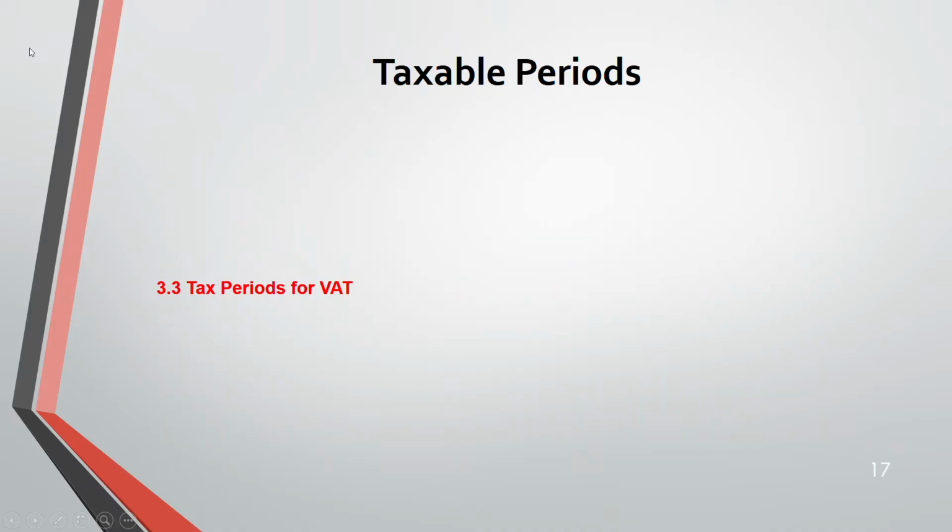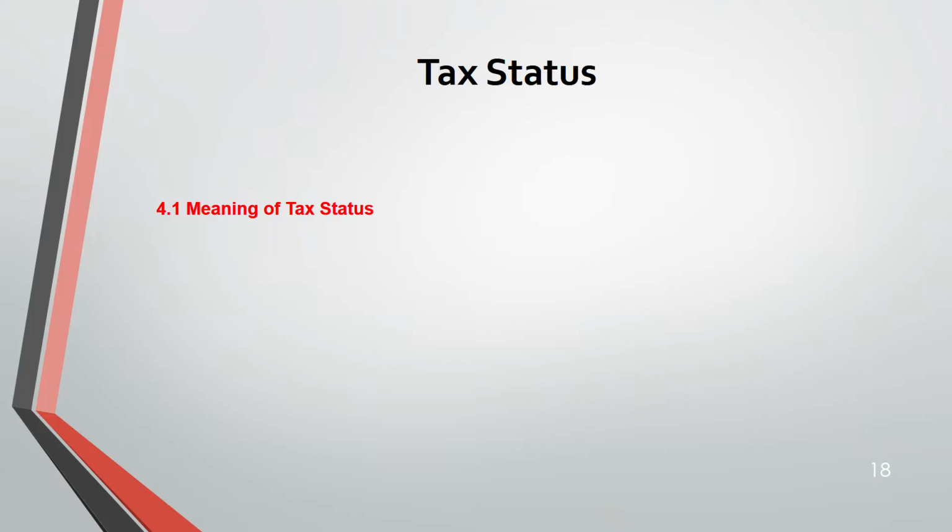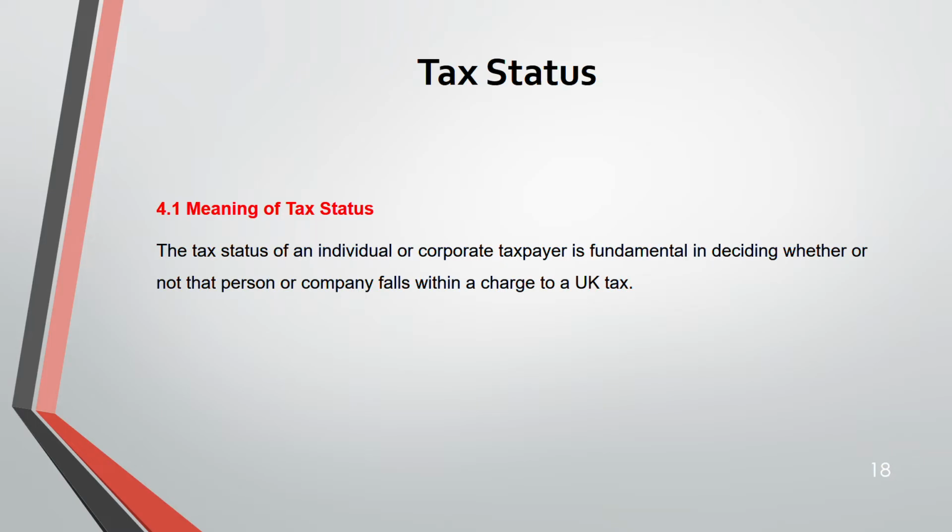Now, for VAT, it's a tax period. VAT is normally assessed quarterly, on a quarter basis, normally for 3 months, and it's known as a tax period. Now, tax status. So we are finished with the periods of all the three types of taxes: personal tax, corporation tax, and VAT. Coming to tax status. So whether you are a company or you are an individual, very important is: are you resident in the UK or not?